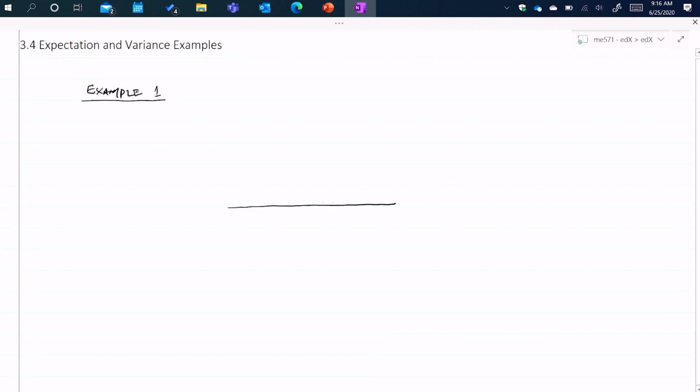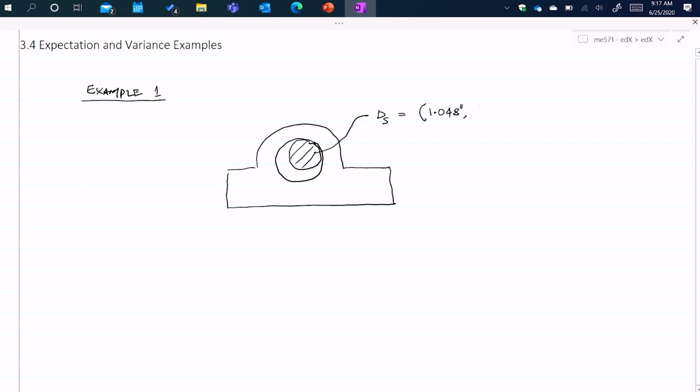I'm going to pictorially describe the problem. So we have a bearing housing and a hole there. That's the diameter of the bearing. And a shaft. And we want to understand statistics of the clearance between the shaft and the bearing. So the shaft has a diameter d sub s equals 1.048 inches and a standard deviation given by 0.0013 inches. And the bearing has a diameter equals 1.059 inches and a standard deviation of 0.0017 inches. So this is my d s mean, and this is my standard deviation of the shaft.